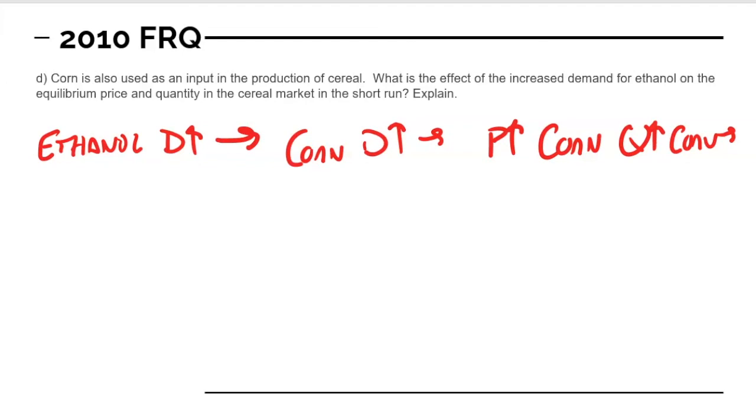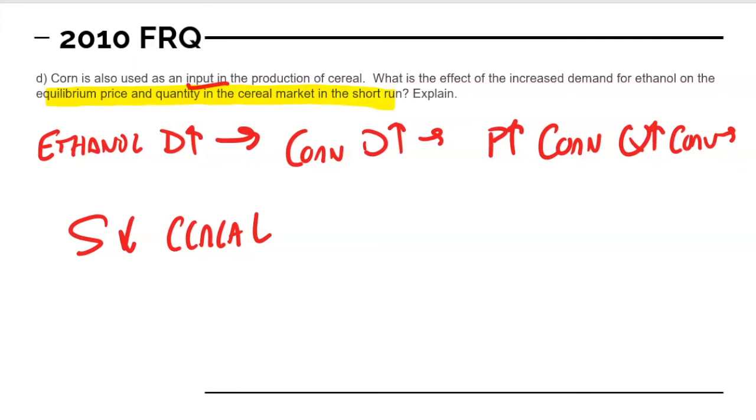But if the price of corn increases and corn is used as an input in the production of cereal, that means that the supply of cereal is going to decrease here. Why? Well, because corn got more expensive. And if corn is used to produce cereal and the price of corn increases, then the supply of cereal is going to decrease here. And so let's answer the rest of this question. What's going to happen to the equilibrium price and quantity of the cereal market in the short run?